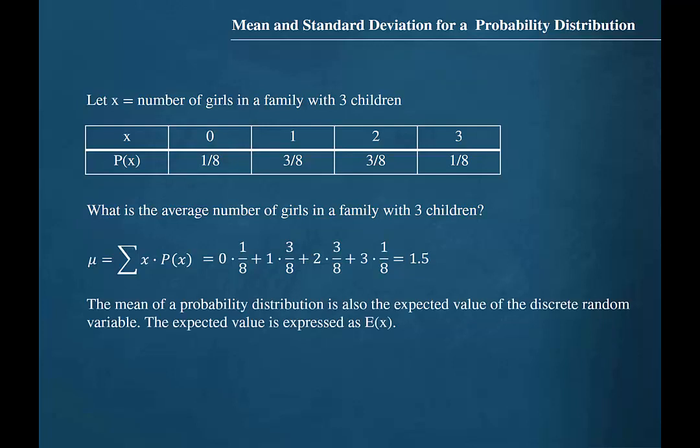The mean of a probability distribution is also called the expected value of the discrete random variable. The expected value is expressed as E of x. So we can also interpret this result by saying that if infinitely many families with 3 children were observed, we would expect an average of 1.5 girls per family.